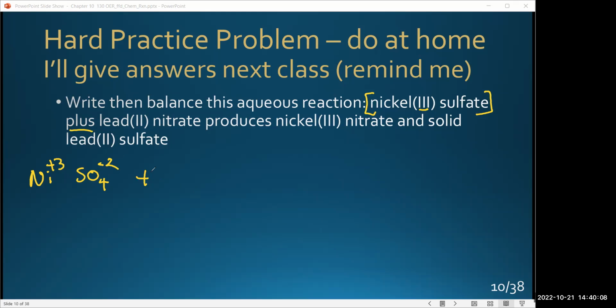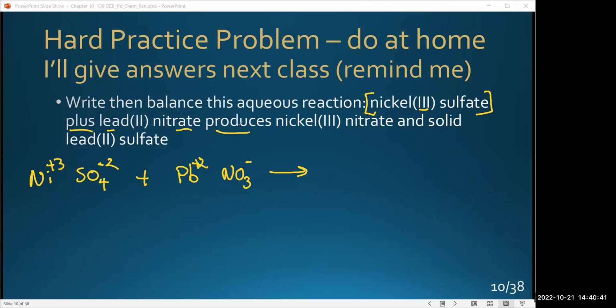Plus, that's the other reactant. We have lead(II). Lead Roman numeral 2 means we're using lead +2. Then we have the nitrate, and that is the NO3 minus 1 species. Refer to the polyatomic ion table for both the nitrate and the sulfate. Produces is our key word for the reaction arrow.